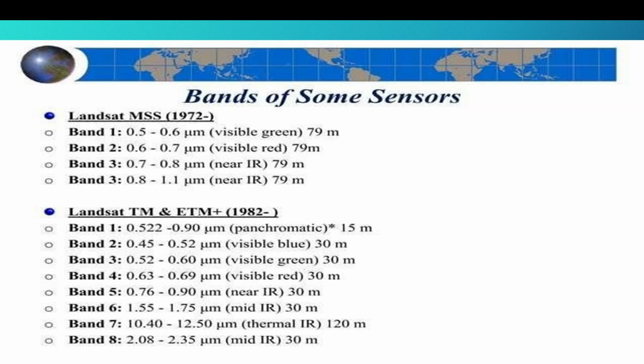Then we have Landsat TM, that is thematic mapper, and ETM, enhanced thematic mapper plus. So this includes 8 spectral bands covering visible, near infrared, MIR, mid infrared, and thermal infrared regions. Notable improvements include higher spatial resolution, that is 30 meters in most bands. Then we have panchromatic band, that is increased to 15-meter resolution in enhanced thematic mapper plus for better image clarity. And then we have thermal infrared band, that is 120 meter resolution for temperature analysis. So these sensors are crucial for land cover mapping.